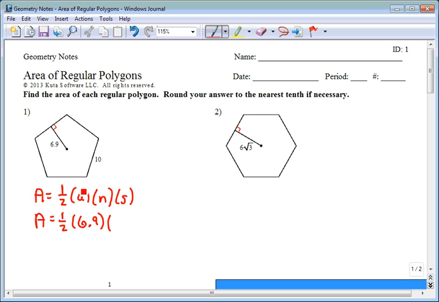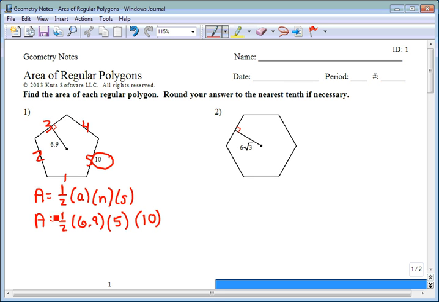N is the number of sides. This is relatively easy to calculate. We just count the number of sides. So 1, 2, 3, 4, 5. We can see that we have a pentagon here. So I plug in 5 for my number of sides. And then S stands for my side length. So my side length is labeled in my diagram as 10 units.